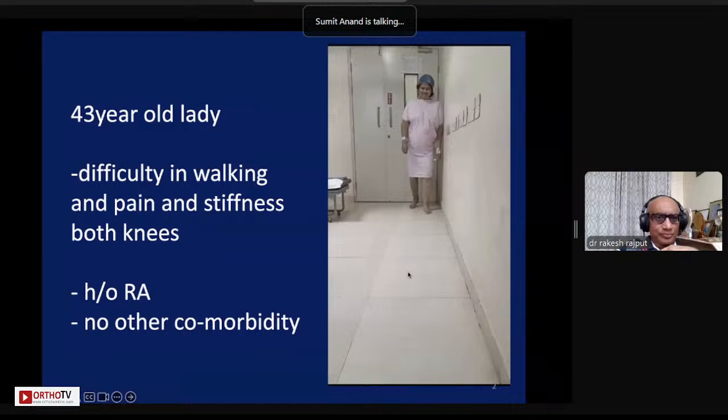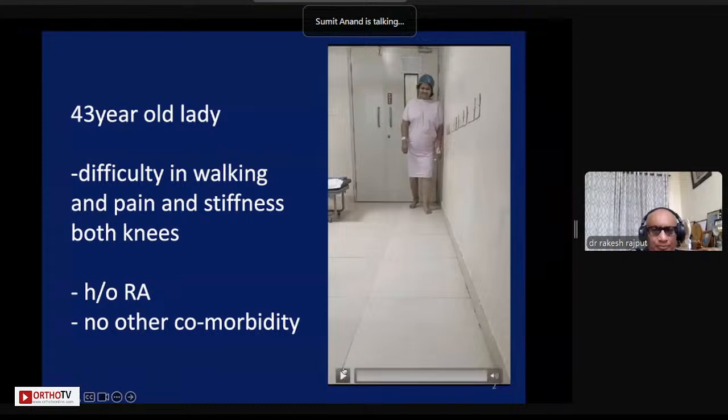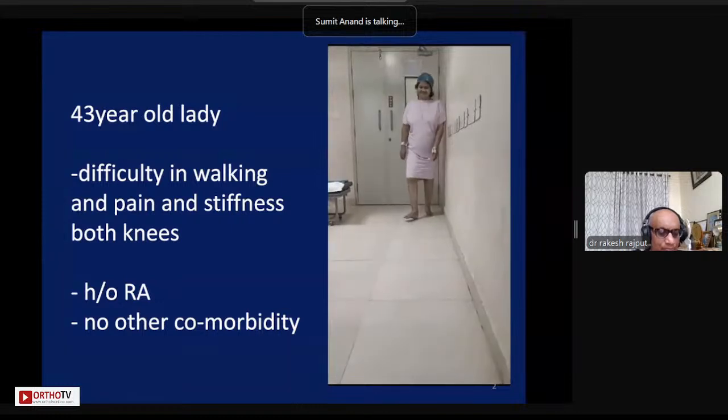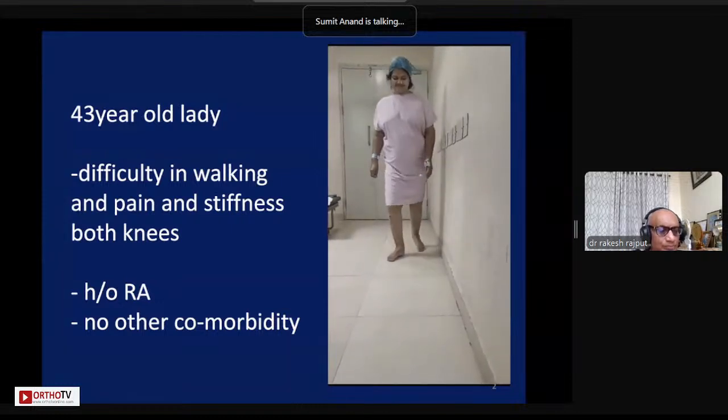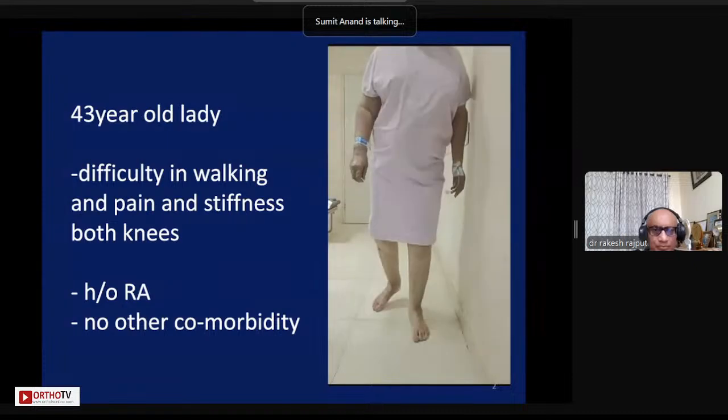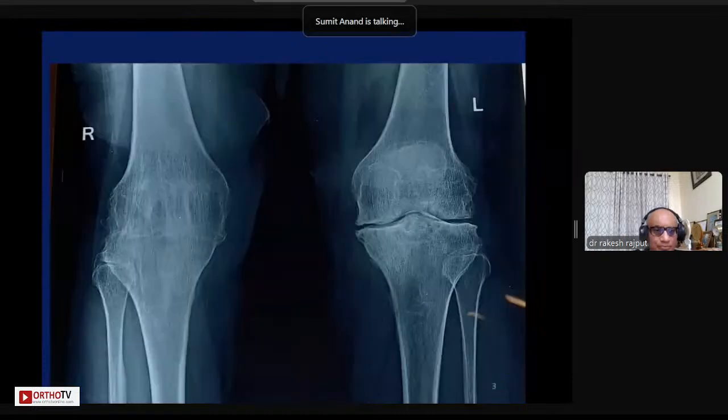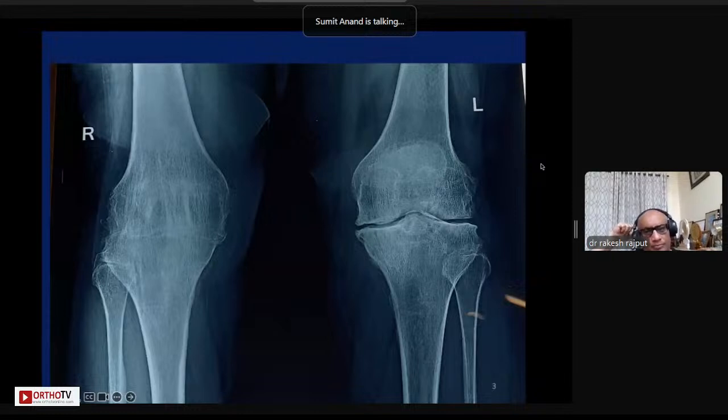Thanks for the opportunity. I would like to present the case of this 43-year-old lady who had pain in both the knees and difficulty in walking with stiffness. She was a known case of rheumatoid arthritis on treatment on and off. No other comorbidities were present. This is how her gait was preoperatively. On radiological examination, this is how the X-ray looked.